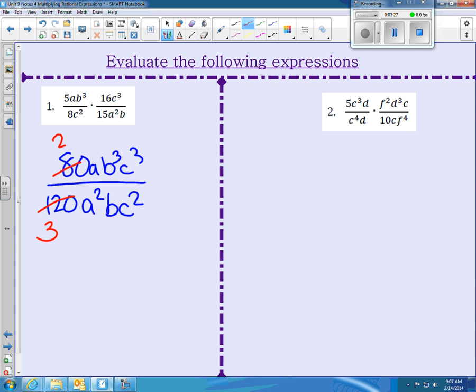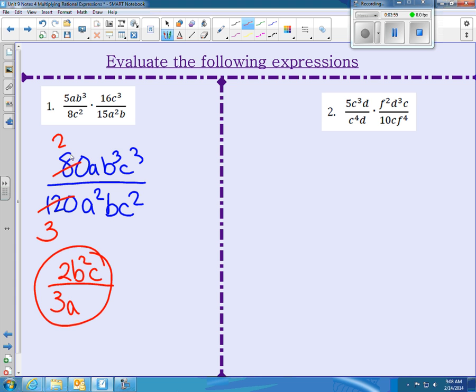We have an a on top, so I'm going to go right to the answer. An a on top, a squared on bottom. Which one has more? The bottom by 1. The top is b cubed, and the bottom is b, so the top has b squared. And in our c's, we have a c cubed on top and a c squared on bottom, so we're left with a c on top. And we're going to simplify. This doesn't ask us for those excluded values, but when we get to the back of the note sheet, we'll practice those excluded values again. So there we have that answer.